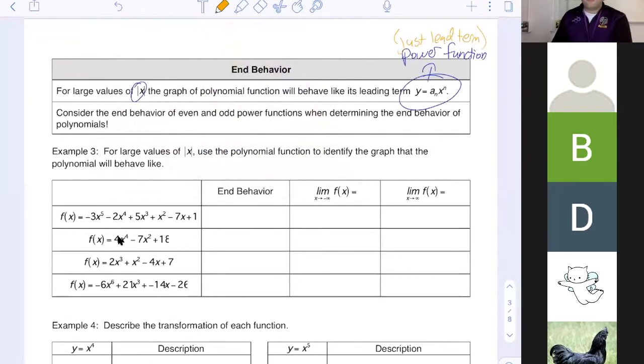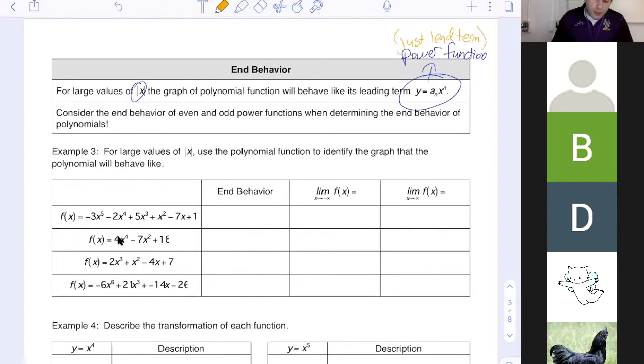And by identifying that lead term or the power function, you pretty much know what the end behavior is going to look like. Okay, so consider the end behavior of even and odd power functions when determining the end behavior of the polynomial. Basically it's saying, yeah, we can have this really long polynomial, but at the end of the day, it's going to look just like its lead term at the end, right? At the end behavior for very large and very small values of x.